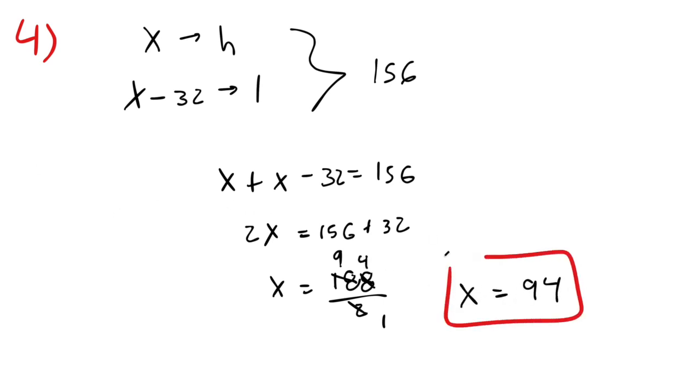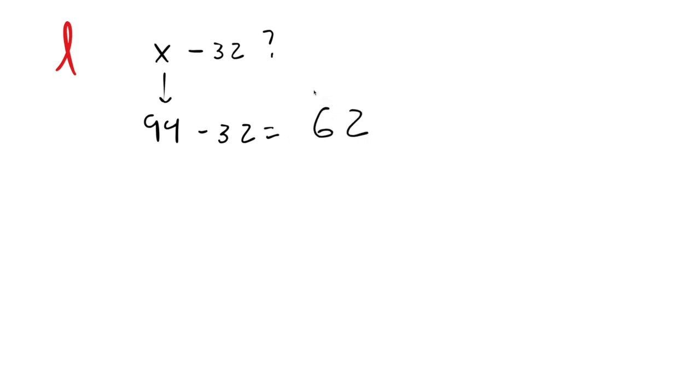But we haven't finished. We have only found the higher value. What about the lower one? So let's pass to the next page. The lower one would be equal to x minus 32, right? And x minus 32 is equal to what? X, we already knew that it was 94, right? The higher number. And if it subtracts 32 to get to the lower number, how much would it give us? It would give us 62. And so that would be the lower number on this list.